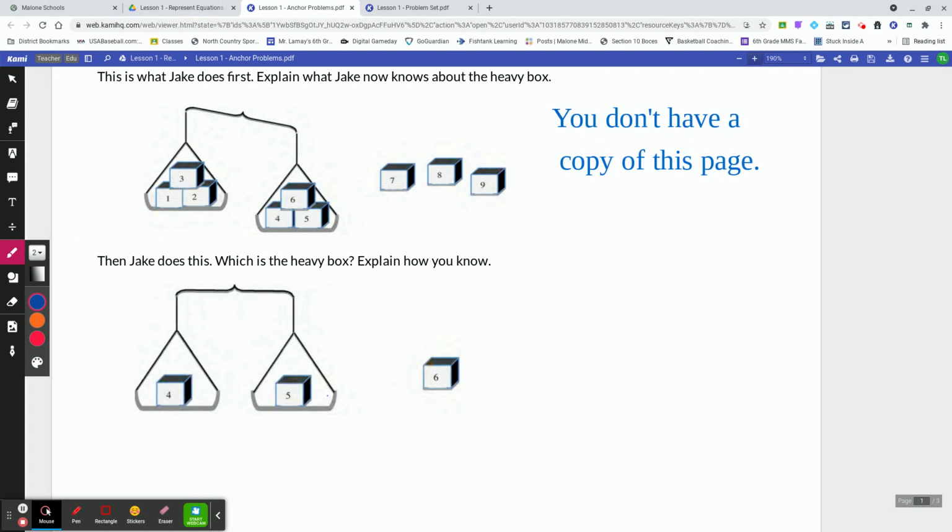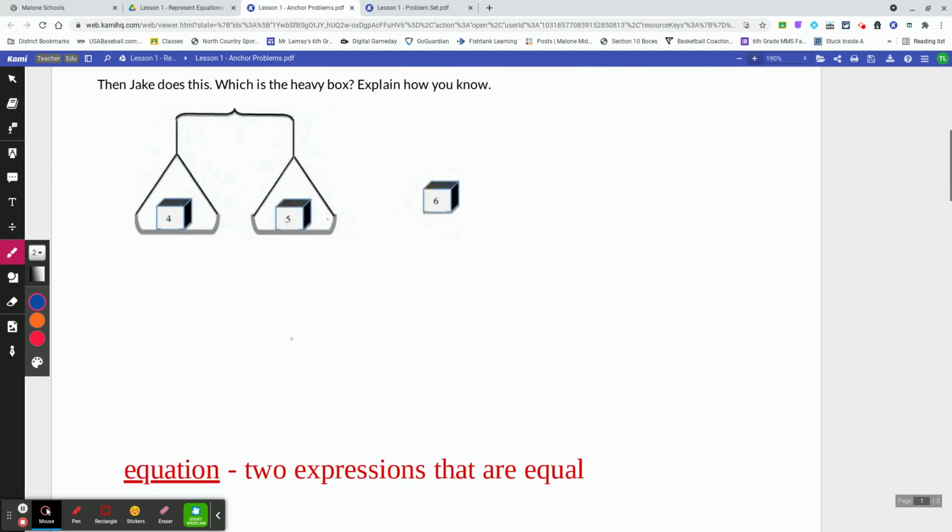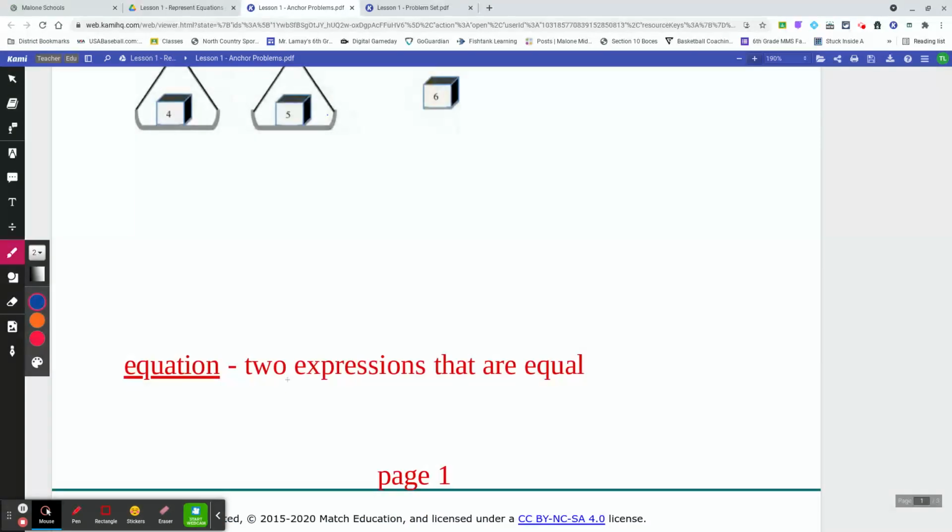So really, what does this have to do with algebra, right? Well, it's the unknown amount. So 6 is the box that's the heaviest, and he did it by moving things around and balancing, making sure that this is balanced, and that's what solving equations is about. All right, so an equation is 2 expressions that are equal to one another.